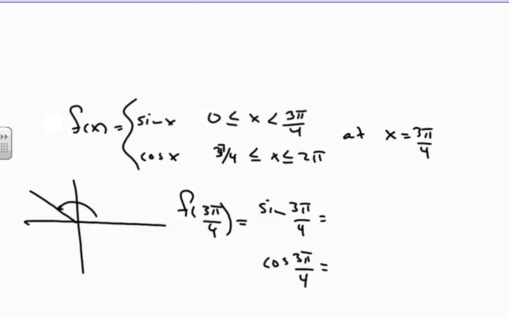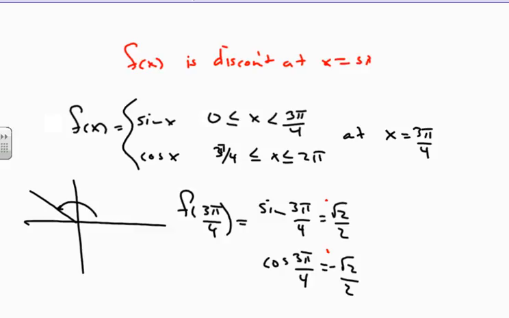But when we plug 3 pi over 4 into the top and bottom, sine is going to be a positive value, which is actually positive square root of 2 over 2. However, cosine is actually going to be negative square root of 2 over 2. These two values are different. Because they are different, we know that this function f of x is discontinuous at x equaling 3 pi over 4.